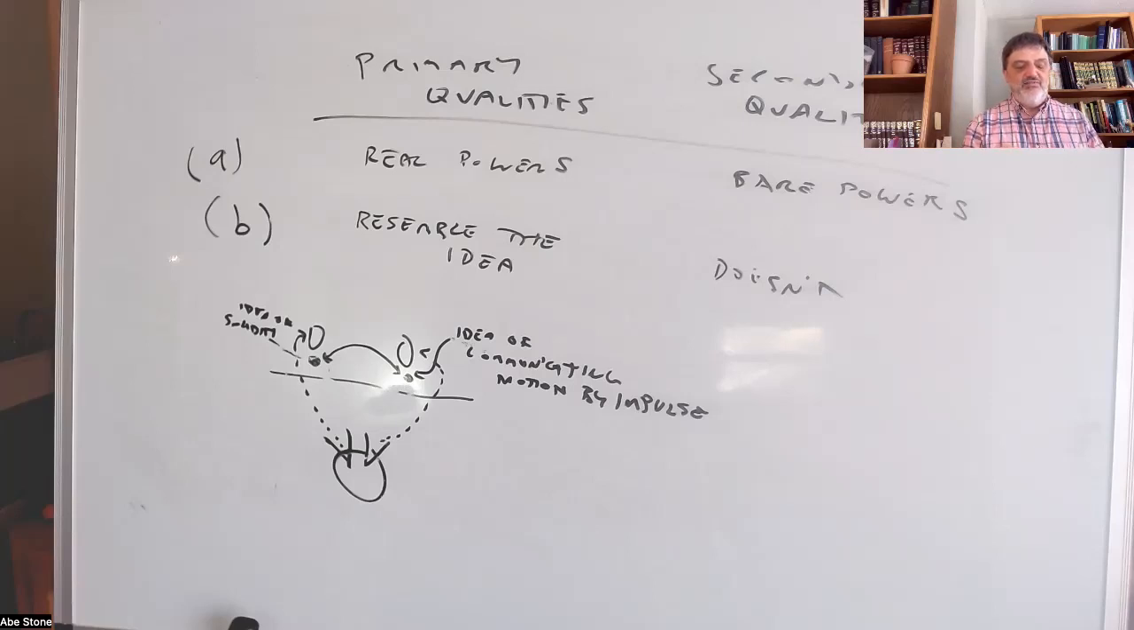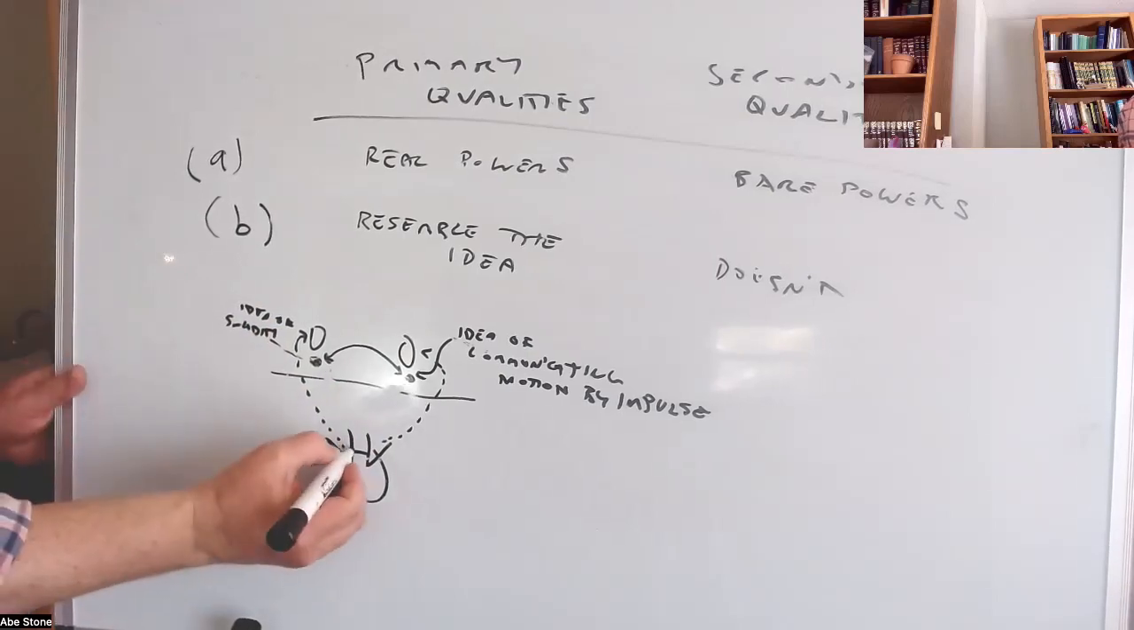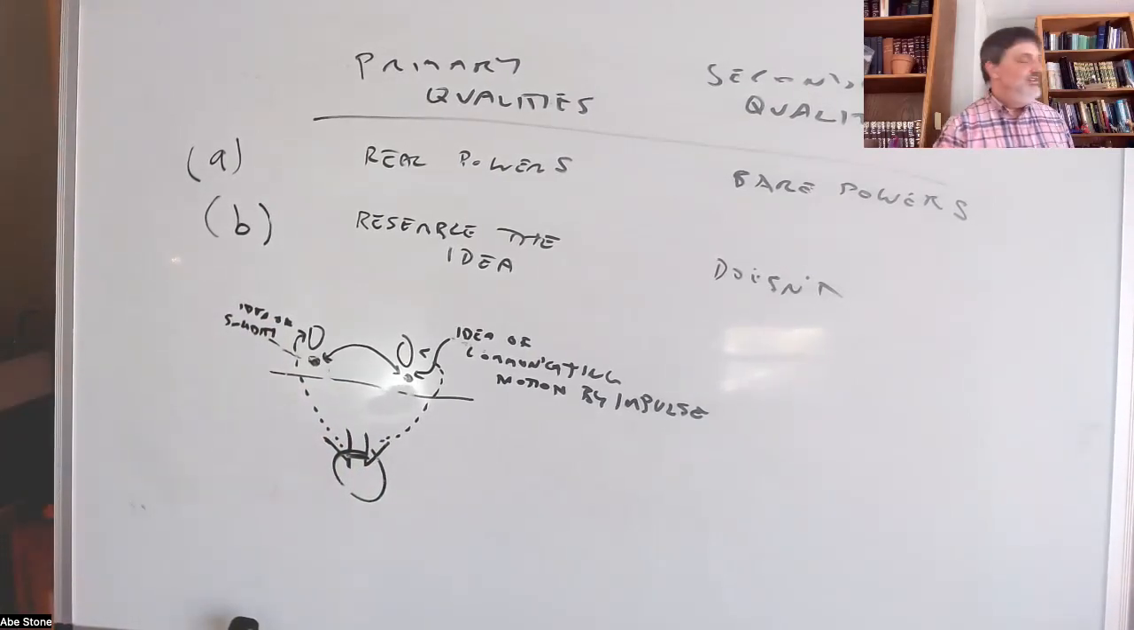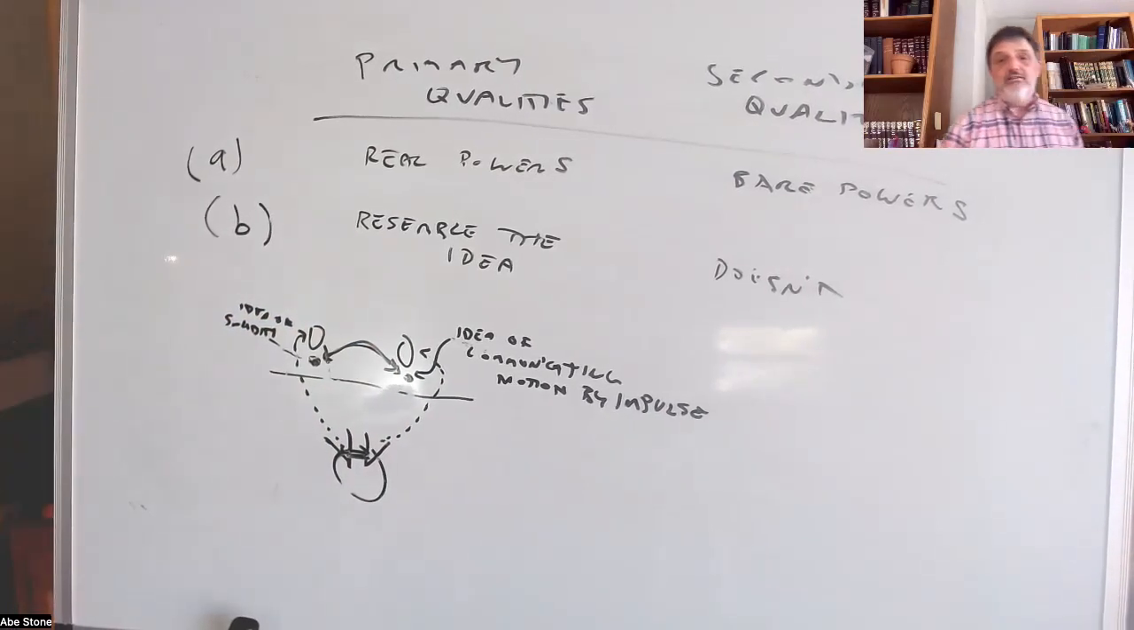It's certainly not the case that whenever I see one body communicating motion to another, I also get the idea of solidity, because I have to be touching it to get the idea of solidity. And similarly, I can touch something and get the idea of solidity, and it may not be communicating motion at that time. But I know that whatever produces one of these ideas can produce the other. And that's as much as to say, I know that these powers necessarily go together. So from knowing that these ideas necessarily go together, I know that these powers necessarily go together.